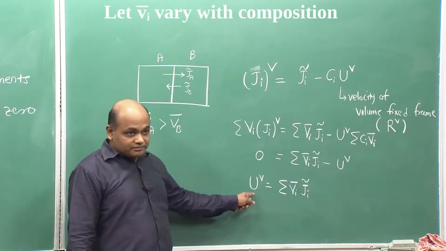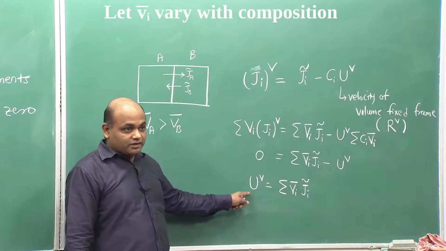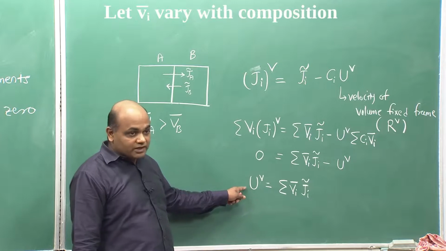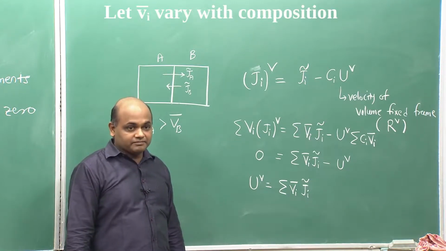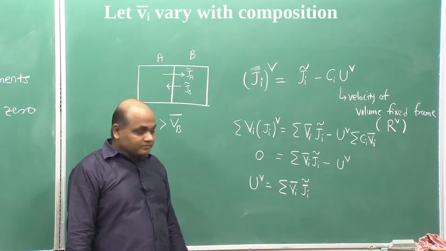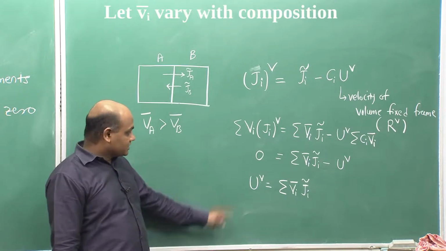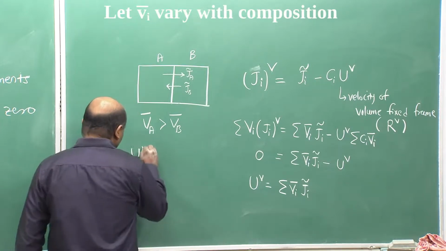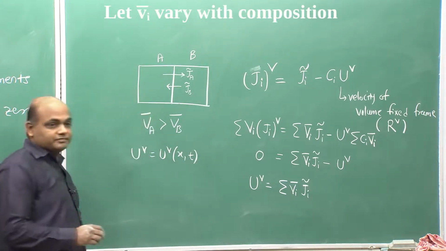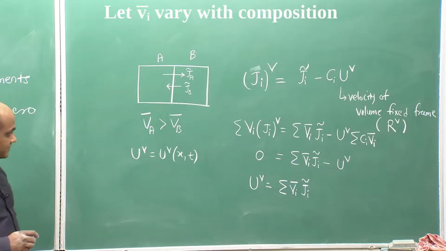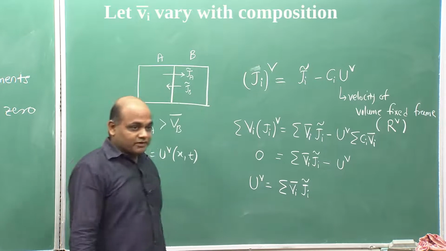Now, this u v is an important quantity, and u v in fact varies with distance and with time. It will not be same as we go from left to right. So, it varies with x as well as t. So, u v is a function of x and t. So, this is the volume fixed frame.